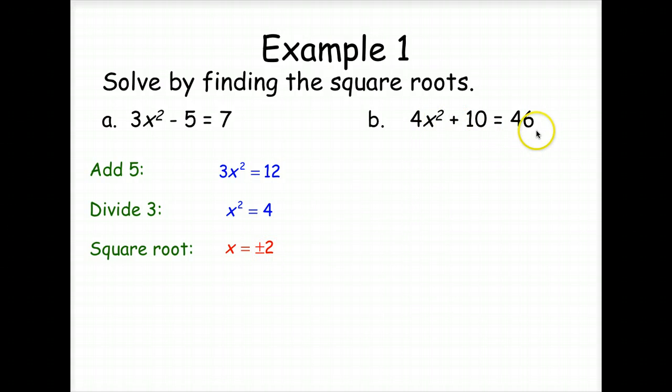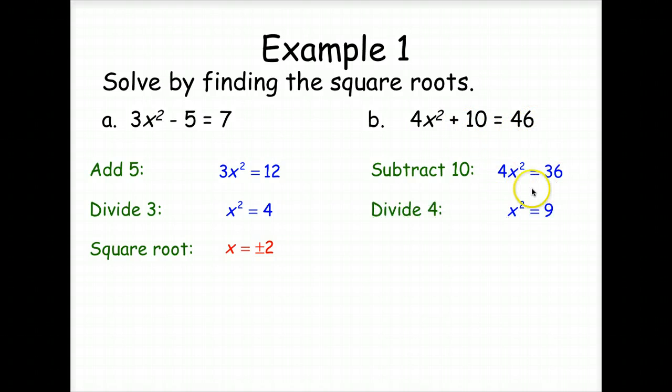Let's go on to work problem B. The first thing we need to do is subtract 10 from both sides. Then we're going to divide both sides by 4. We have x squared is equal to 9. So when we take the square root of both sides, our answer will be plus or minus 3.